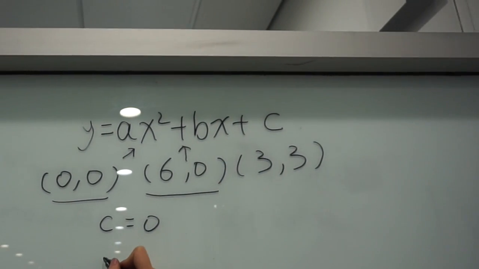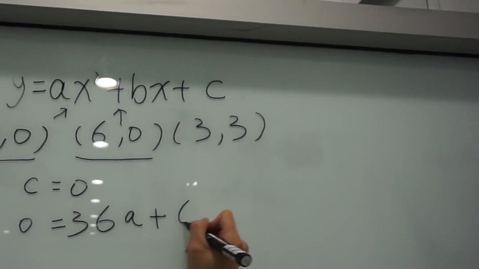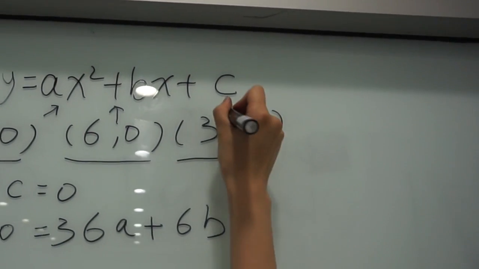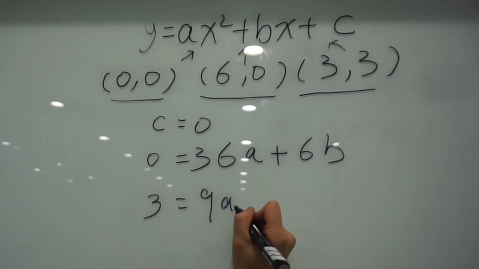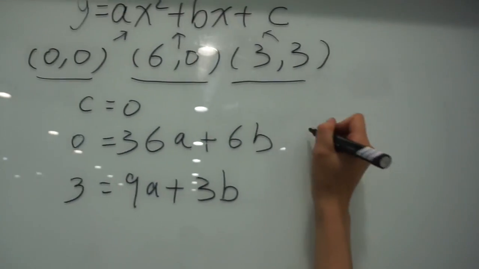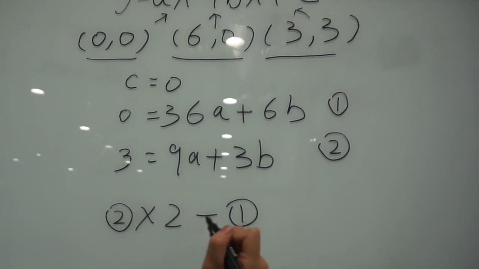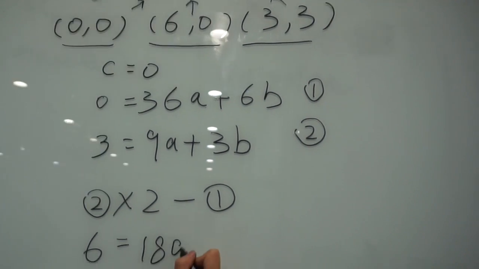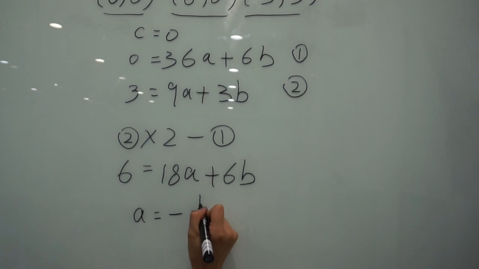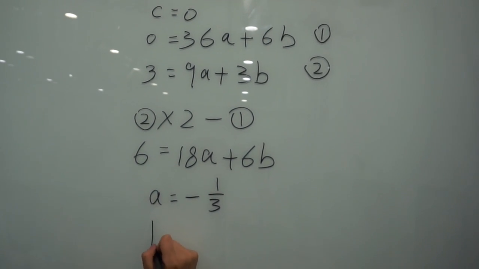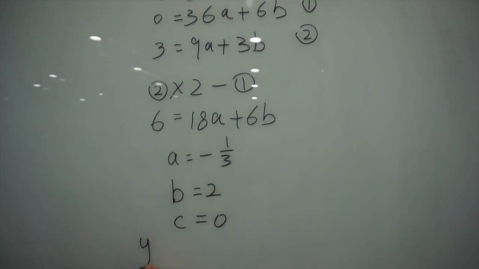First we get c equals 0, and then 0 equals 36a plus 6b. The third one is 3 equals 9a plus 3b. We call these two equations 1 and 2. Then we multiply equation 2 by 2 and subtract equation 1. Then we get 6 equals 18a plus 6b, minus 1. Finally, we find a equals minus 1 over 3, b equals 2, and c equals 0. So the equation is y equals minus 1 over 3 x squared plus 2x.